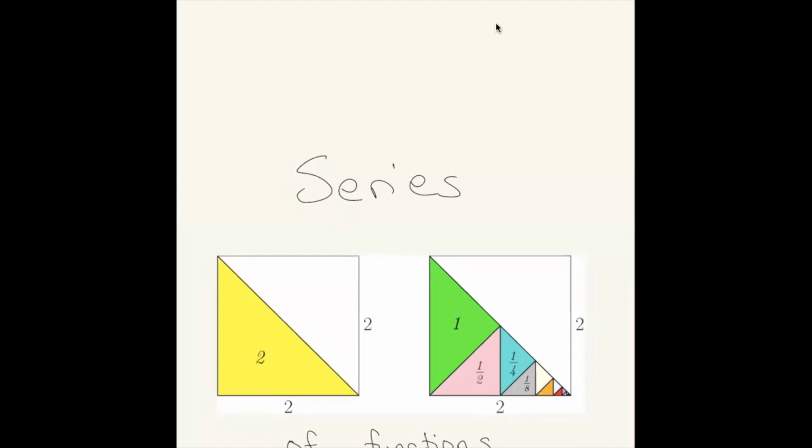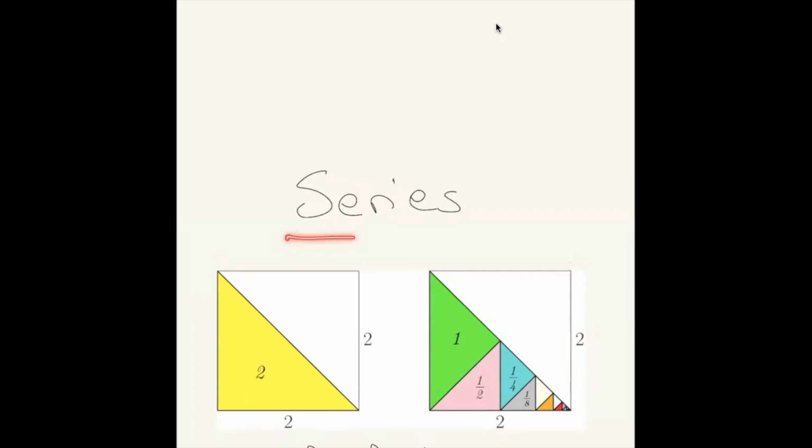The second part of this lecture, and the main thing here, is about series. Now, series, you remember from 131A, you can think of it as, say, geometric series. You can represent it as a sum of triangles here. You have a square of side length 2.